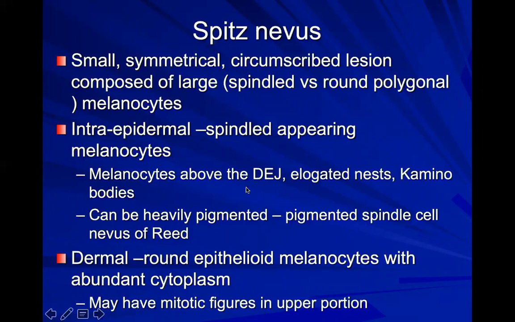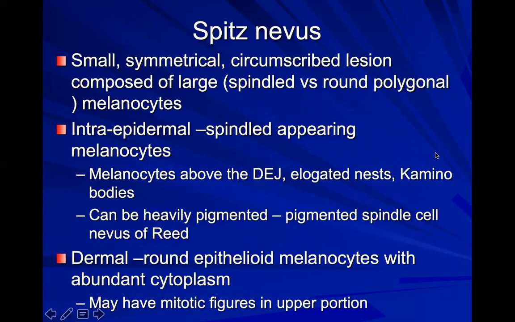And then in a Spitz nevus, you might have melanocytes above the DEJ. You can't have a lot, you can have a few. Obviously, that threshold is completely different from person to person, but generally the rule is a few is okay, a lot is not okay. A few towards the middle is better than towards the edge.